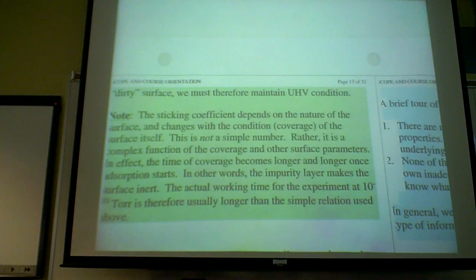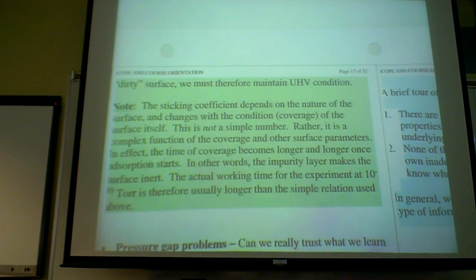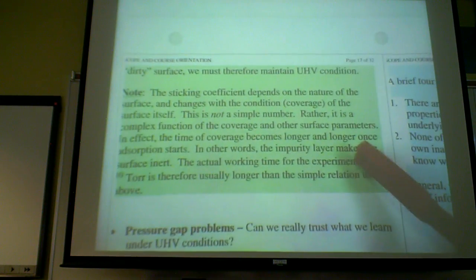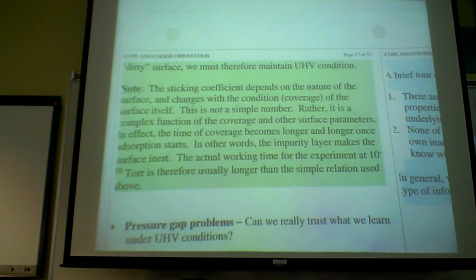So as the coverage changes, the sticking coefficient will also change, and therefore you may have longer and longer time. Even though you may say I only have 10,000 seconds in 10 to the minus 10 torr, the actual working time is longer, because once you get coverage on it, the sticking coefficient has changed. So the actual working time for an experiment is a lot longer than the simple relation suggests, because the S here depends on the coverage that you have.